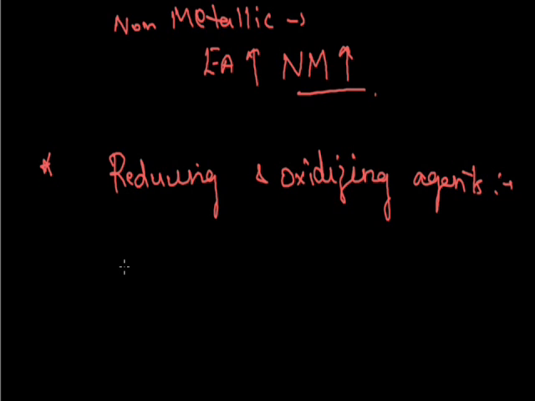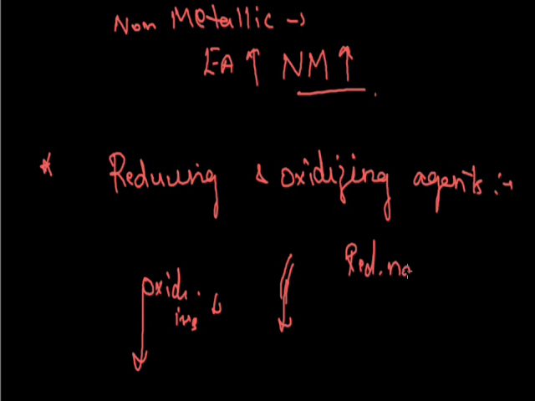If we link it with electron affinity, we can say that the oxidizing nature decreases on going top to bottom in a group, while the reducing nature increases on going top to bottom in a group. Why so? Because on going top to bottom, electron affinity decreases. The electron affinity decreases means the tendency to accept the electron decreases, the tendency to lose the electron increases, and thus the reducing nature increases.